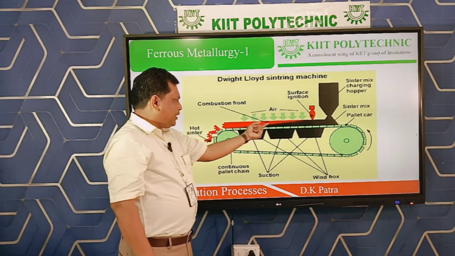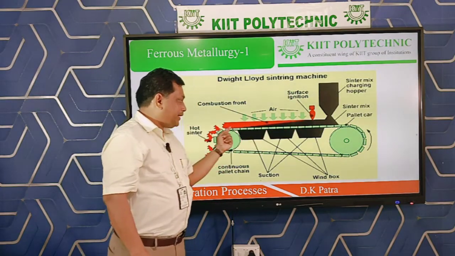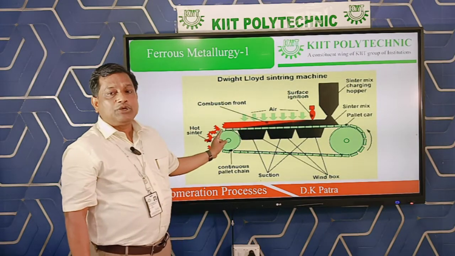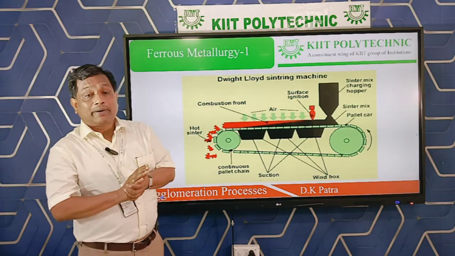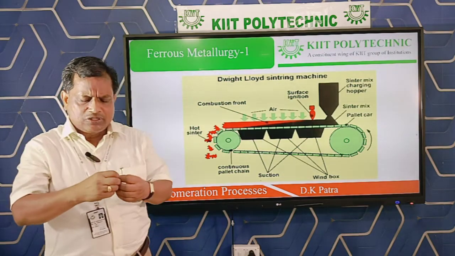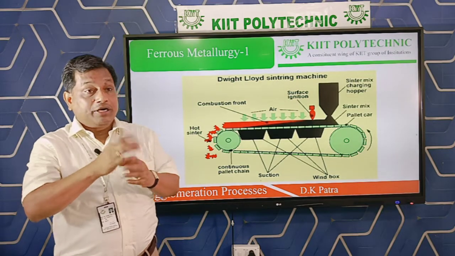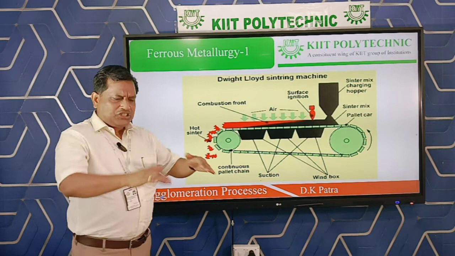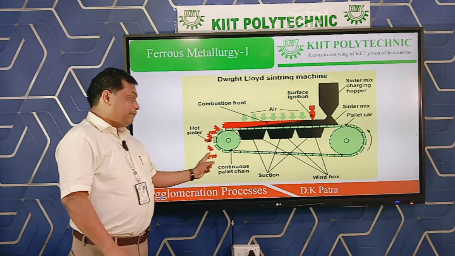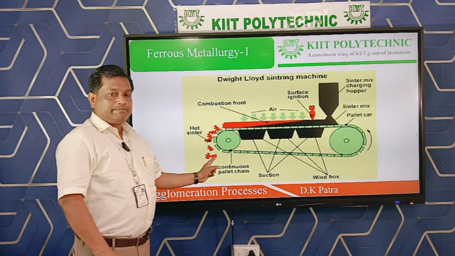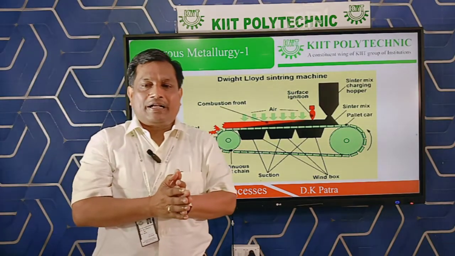And by the time the material covers the entire useful length of the belt, the sintering is over. That means the particles have joined with each other by incipient fusion, and a cake-like structure is formed. This cake will fall at this pulley, and here an arrangement is there, which is called the sinter breaker.